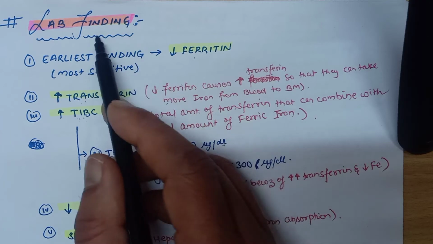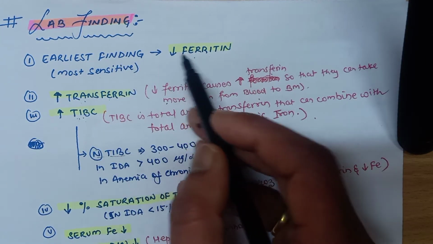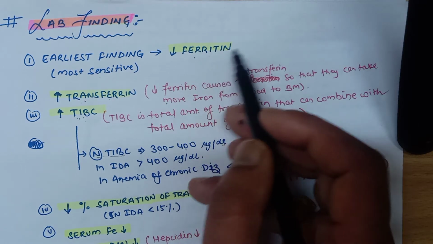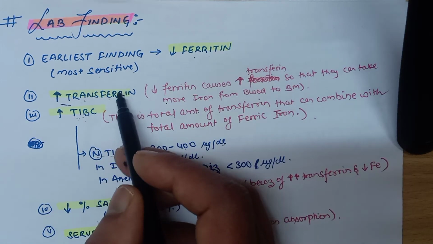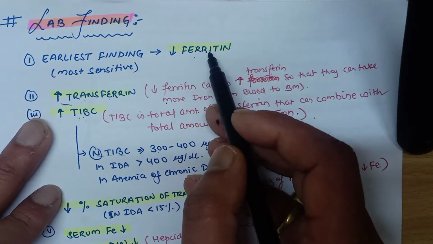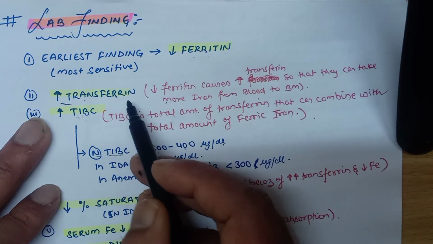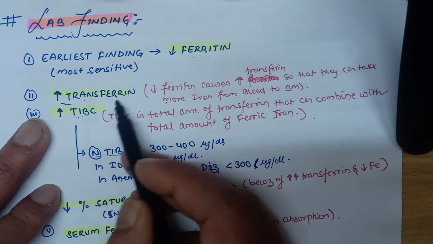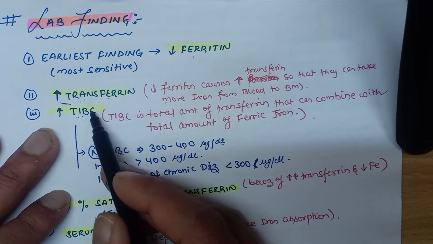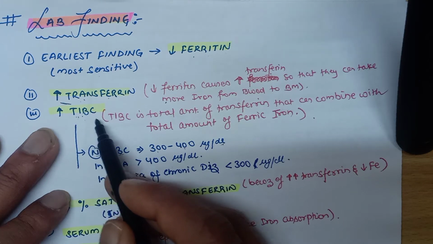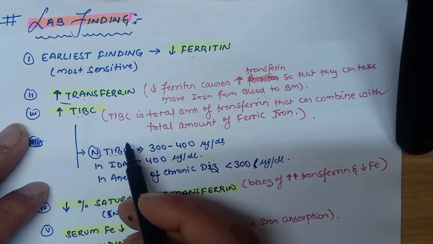Now coming to the lab findings, the most sensitive and the earliest finding is decrease in serum ferritin level. When there is decrease in iron storage, there will be increase in transferrin level, so that they can take more iron from the blood to the bone marrow. There will also be increase in total iron binding capacity. This total iron binding capacity is the total amount of transferrin that can combine with the total amount of ferric iron.